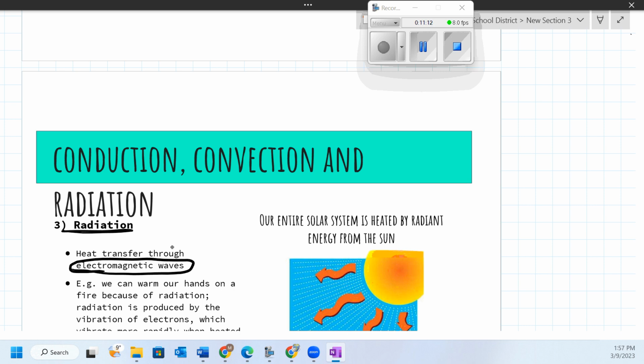Just so that you are aware, electromagnetic radiation is formed by vibrating electrons, which are tiny particles within each atom, and they possess energy, and as soon as they collide with an object, they give all the energy that they possess to that object. So this is what is happening when we have radiation.